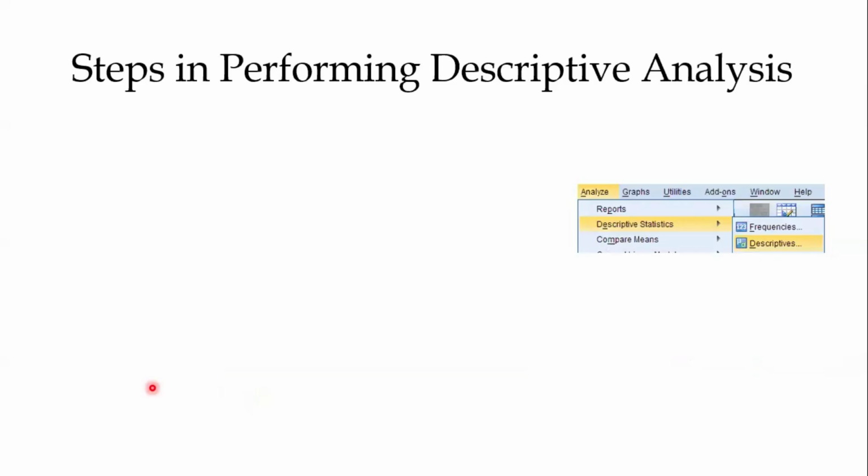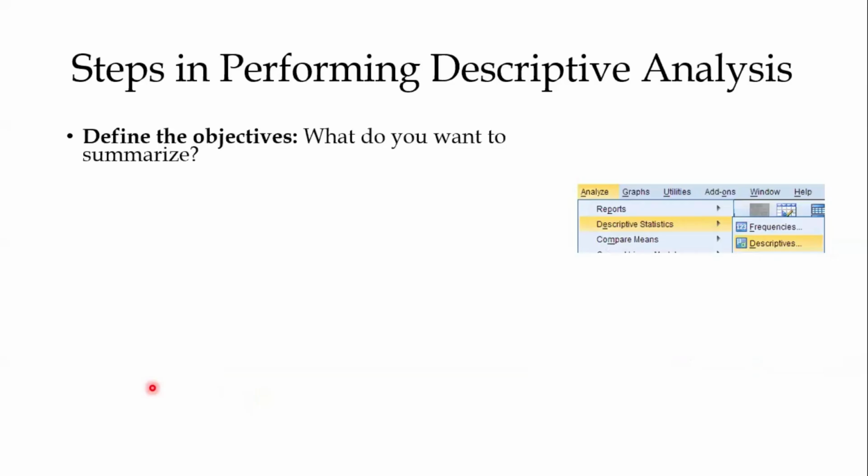So what are the key steps when you're doing descriptive analysis? First and most important is to define the objective. What is it that you want to summarize, right? You may want to summarize the sociodemographic characteristics of a certain population. You may want to describe or summarize the clinical characteristics of a study population, right? You may want to describe maybe radiological characteristics of that sample. So define what exactly you want to summarize, okay?